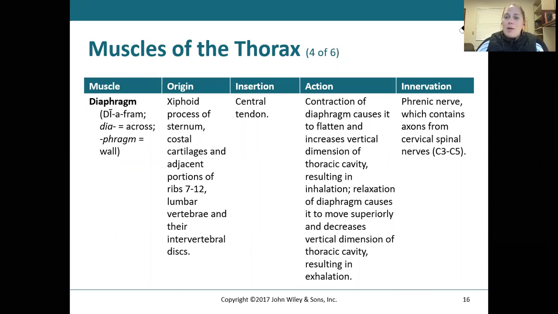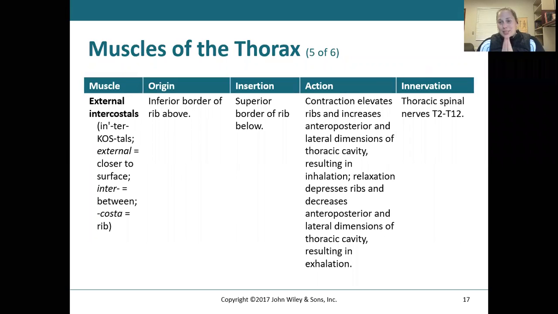Its innervation, the phrenic nerve, which contains axons from cervical nerves C3 through C7. So yeah, we used to dissect out the diaphragm, make sure we have the phrenic nerve attached, and then we would actually stimulate the phrenic nerve to make the diaphragm contract outside of the animal. Very interesting, weird stuff.